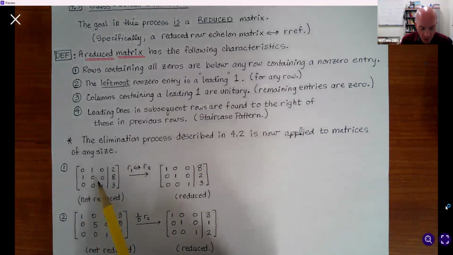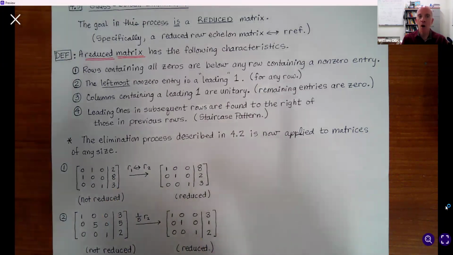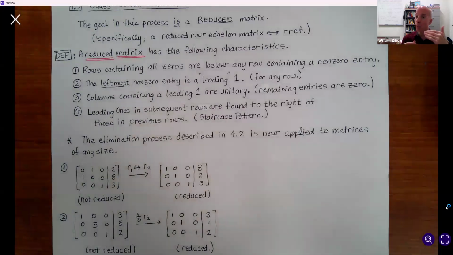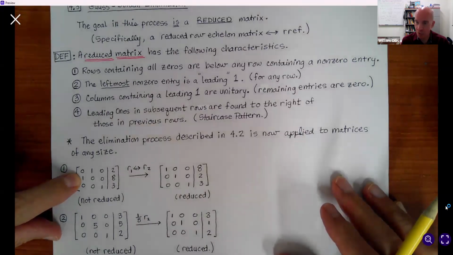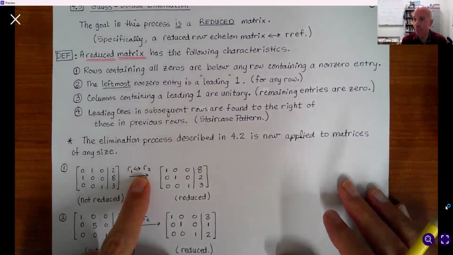But what we want to notice here is that we don't have the staircase pattern. That is, we would like, if we've got upper rows, that the leading one be to the left. Okay, we always want that. And so when we think about correcting that, we would say, since this one is actually to the left as a leading one, we can interchange the first and the second row using the notation here, which is an elementary operation.